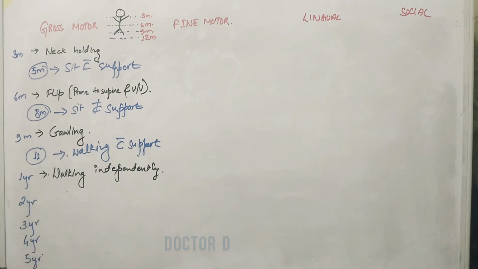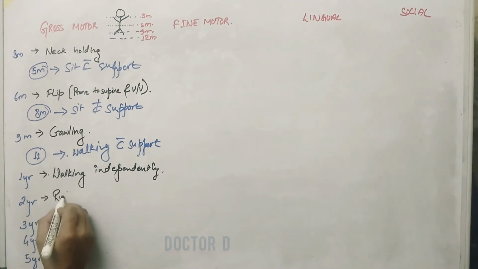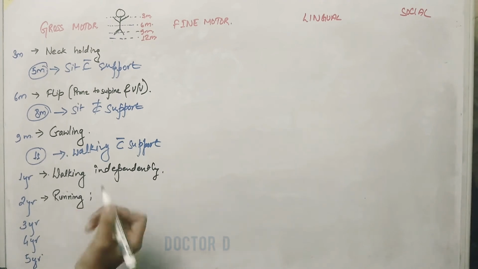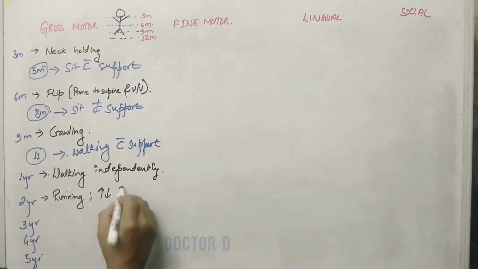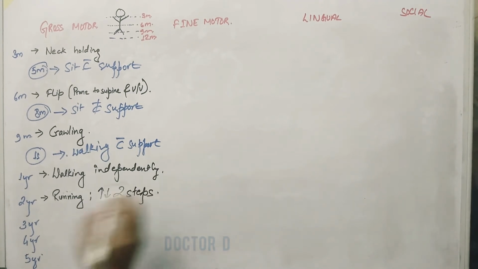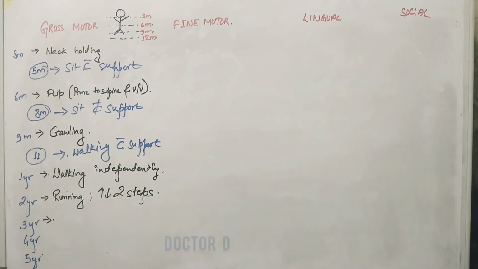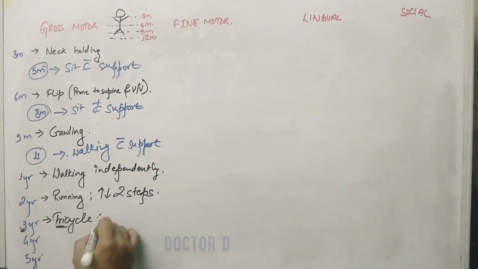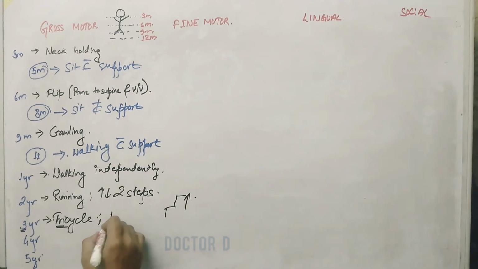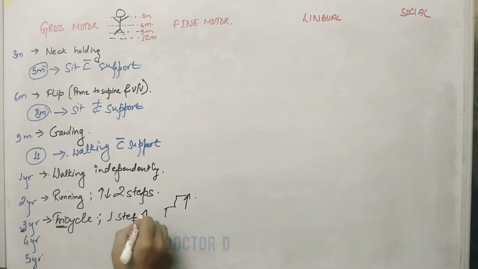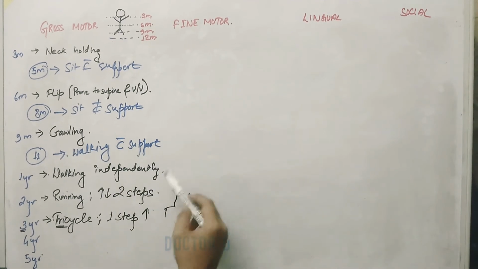Now at 2 years the child will start running, and while taking steps on a staircase he uses both feet, two steps at a time. And finally, at 3 years the child will be able to ride a tricycle. Remember this: 3 and tricycle. And he can climb the stairs one step at a time.